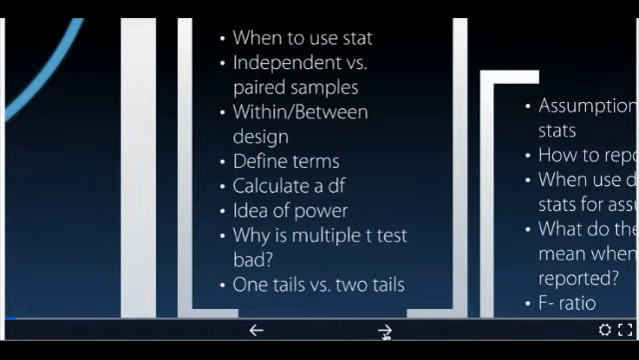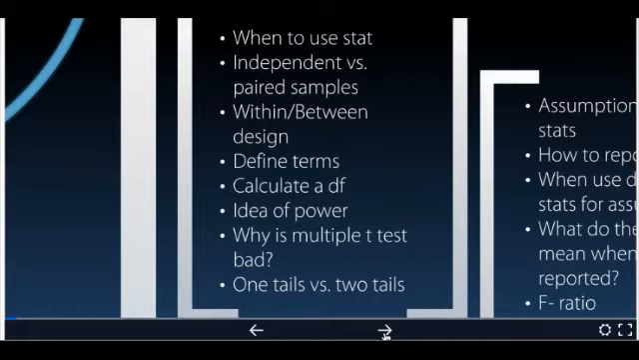So these are the things we're going to be covering in this series. First of all, when to use the statistic of a t-test and ANOVA. Looking at issues of independent versus paired samples. You should know what that means by the end, which goes within or between design. Those two things are related, bullets number 2 and number 3 there. You should be able to define all the terms that I discuss in this lecture.